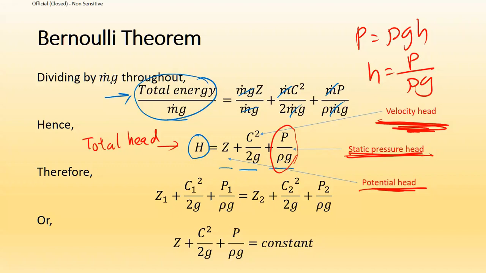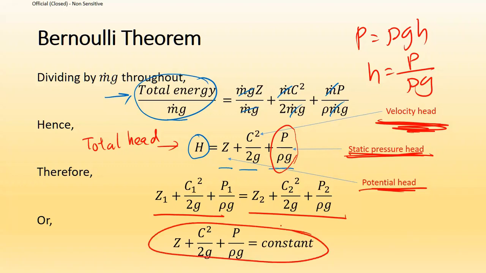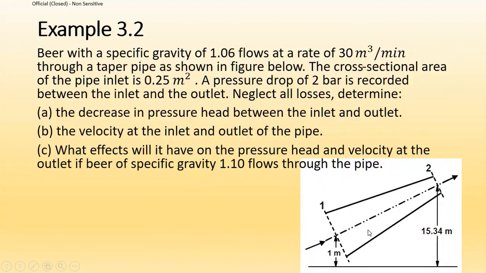With that, since the total head is given by this, the total head in must be equal to the total head out. So Z1 plus C1 squared over 2g plus P1 over rho g must be equal to Z2 plus C2 squared over 2g plus P2 over rho g. Or we can simply write Z plus C squared over 2g plus P over rho g must be constant. So this, ladies and gentlemen, is our Bernoulli's theorem. With that, we can quickly go into an example. We just want to apply the equation.